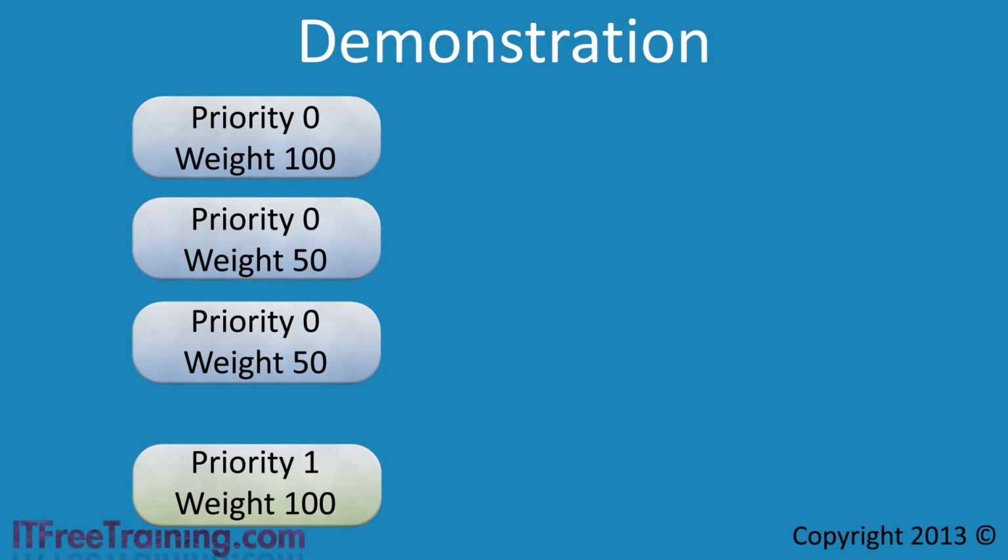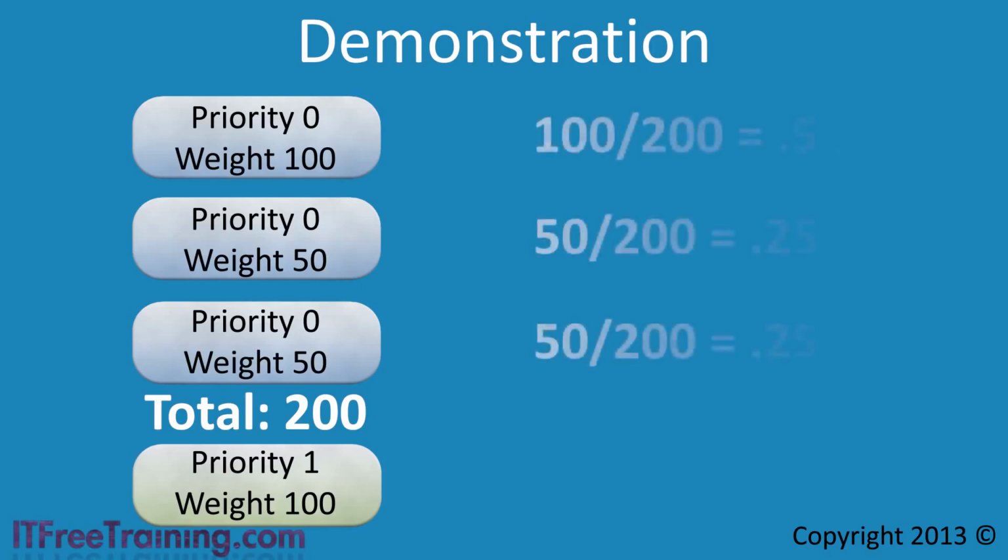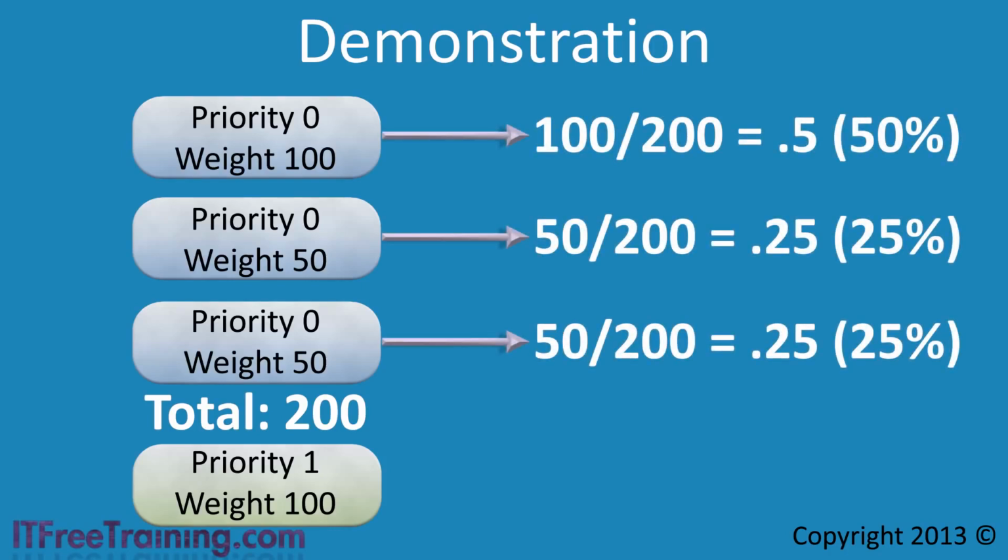To determine this, DNS will add up the weights of all the service records, which in this case will give a total of 200. Now when the client requests the service record, it is a matter of deciding out of these 3 service records which one will be used. To do this, the weight is divided by the total, which gives a percentage. As you can see, the first service record will be used 50% of the time, and the second and third service records will be used 25% of the time.